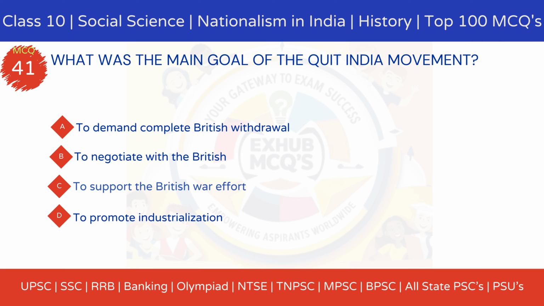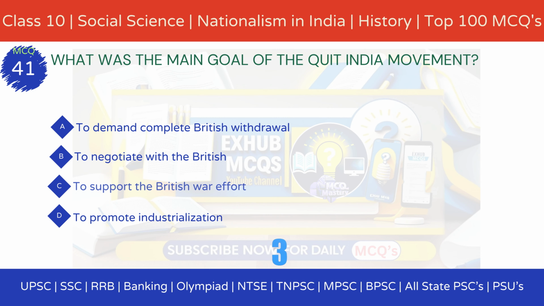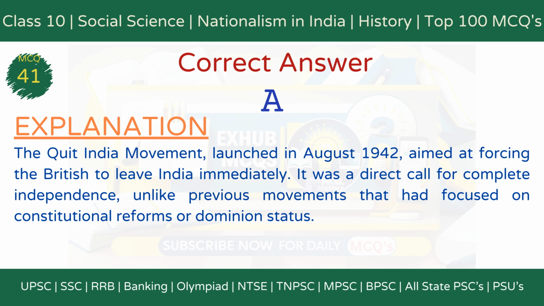MCQ 41. What was the main goal of the Quit India movement? Option A, to demand complete British withdrawal. Option B, to negotiate with the British. Option C, to support the British war effort. Option D, to promote industrialization. The correct answer is option A, to demand complete British withdrawal. Explanation. The Quit India movement, launched in August 1942, aimed at forcing the British to leave India immediately. It was a direct call for complete independence, unlike previous movements that had focused on constitutional reforms or dominion status.